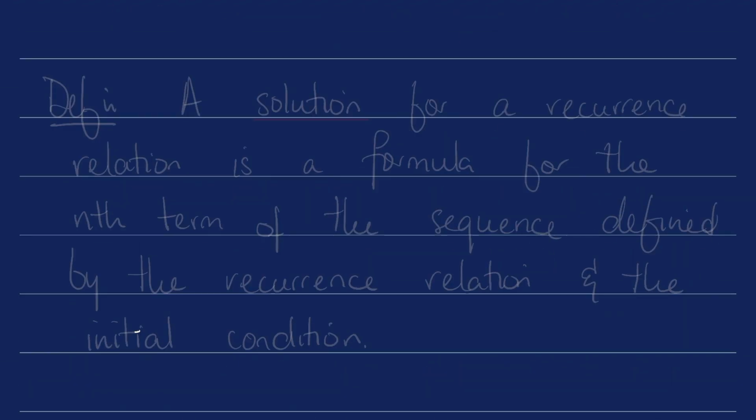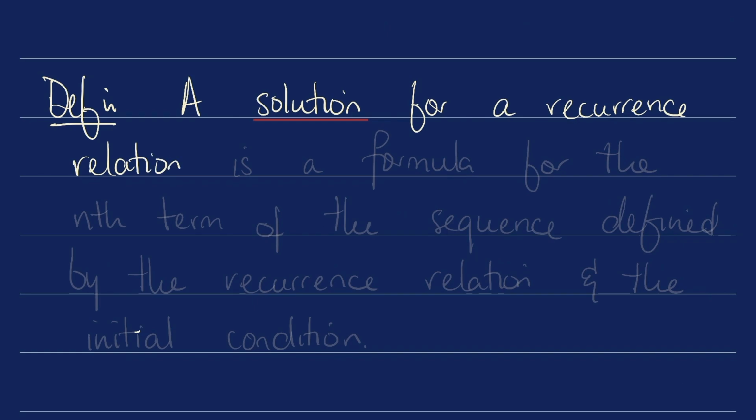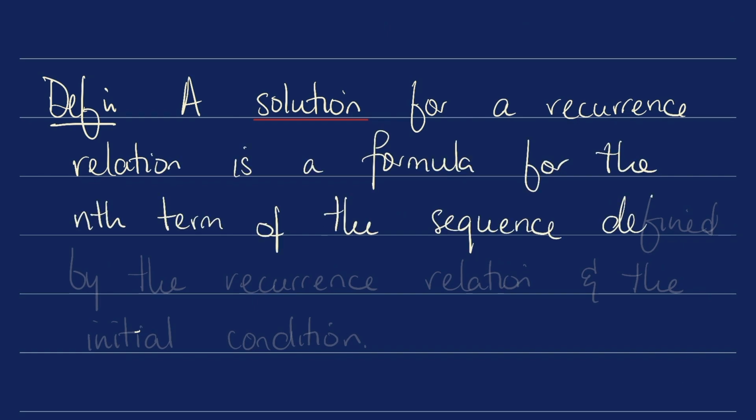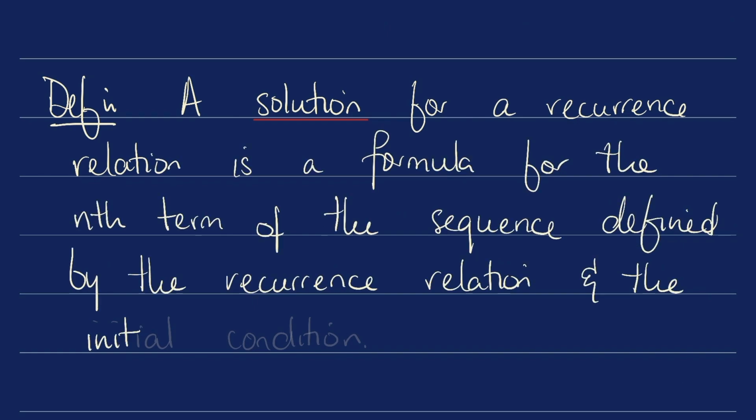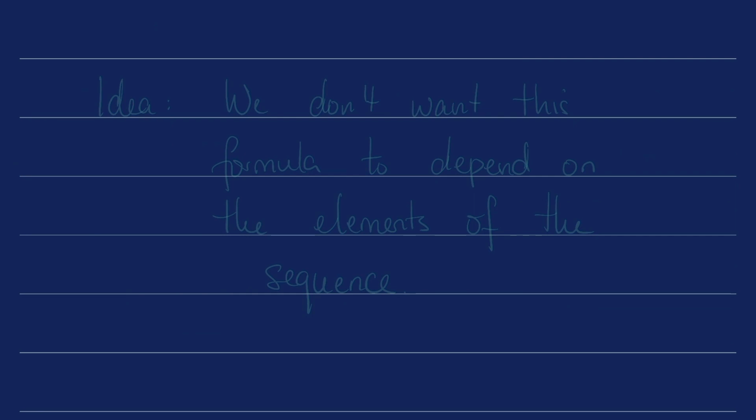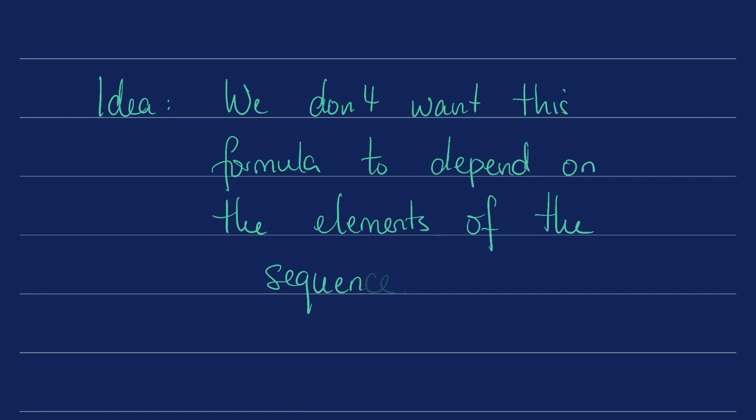What we want is a solution for recurrence relations. Definition. A solution for a recurrence relation is a formula for the nth term of the sequence defined by that recurrence relation given the initial condition. Ideally, we don't want this formula to depend on the elements of the sequence. We want to unravel the recurrence relation.